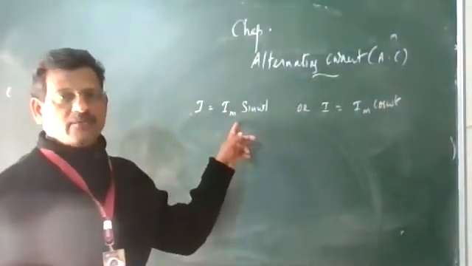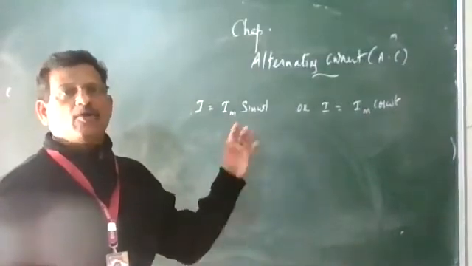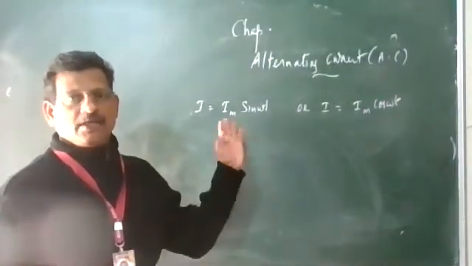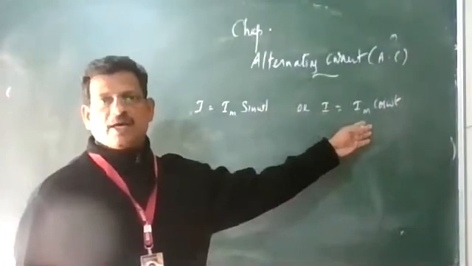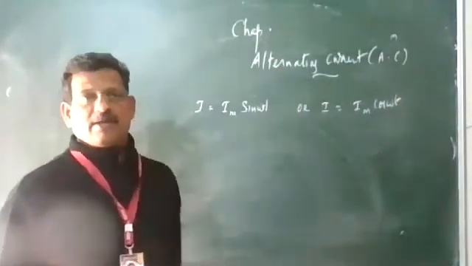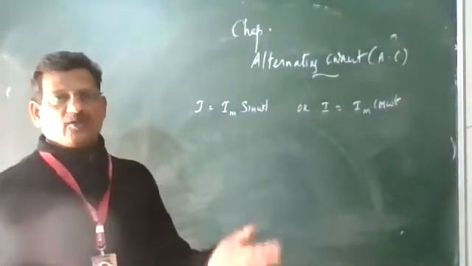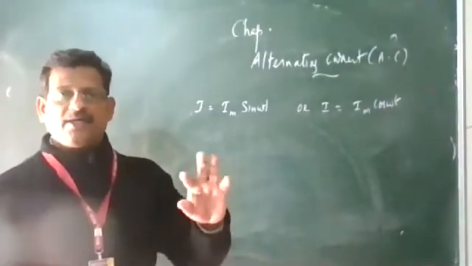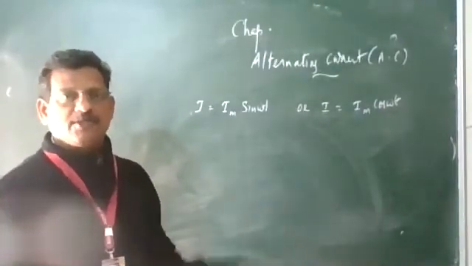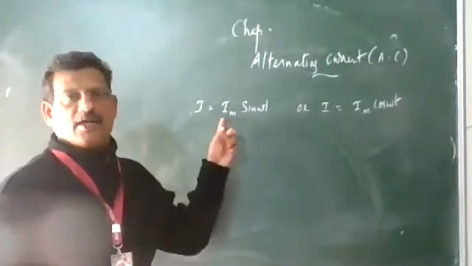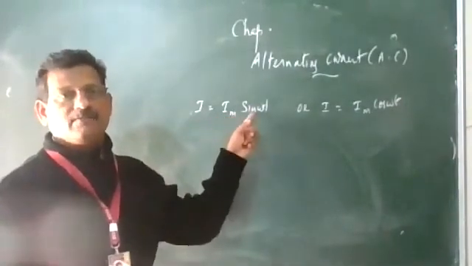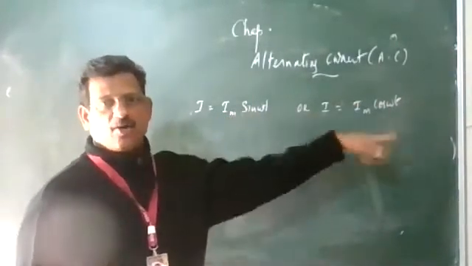Instead of I naught, I m as the maximum value will be accepted. There is no problem. Either a sine function or a cos function, they are harmonic functions, just like you remember in SHM: y equal to a sin omega t, x equal to a cos omega t. A simple type of alternating current can be represented by simple harmonic functions, sine and cos.